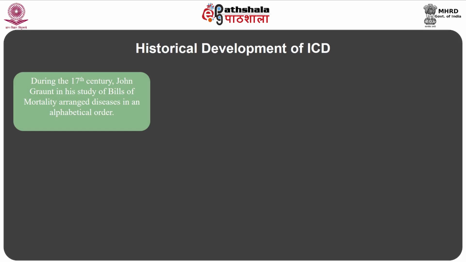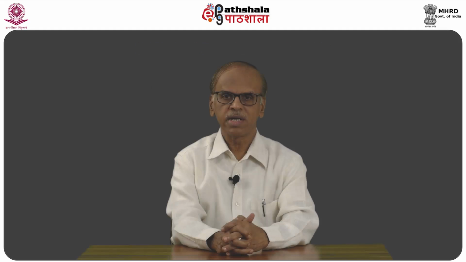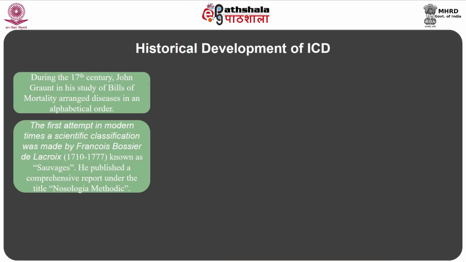Historical development of ICD. During the 17th century, John Grant, in his study of bills of mortality, arranged diseases in alphabetical order. Later, with the rapid advancement of medical science, the identification of disease changed. The first attempt in modern times of scientific classification was made by Francois Bossier de Lacroix, 1710-1777, known as Sauvages. He published a comprehensive report under the title Nosologia Methodica.